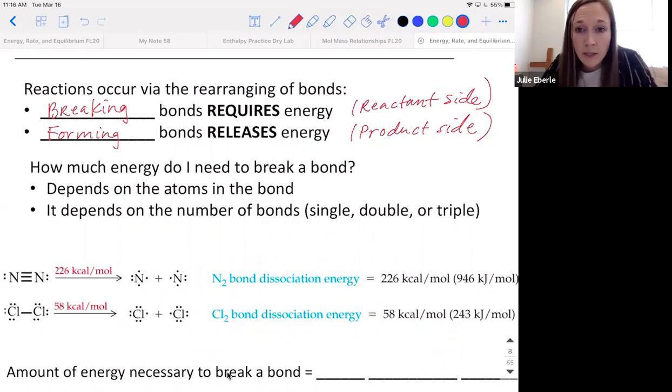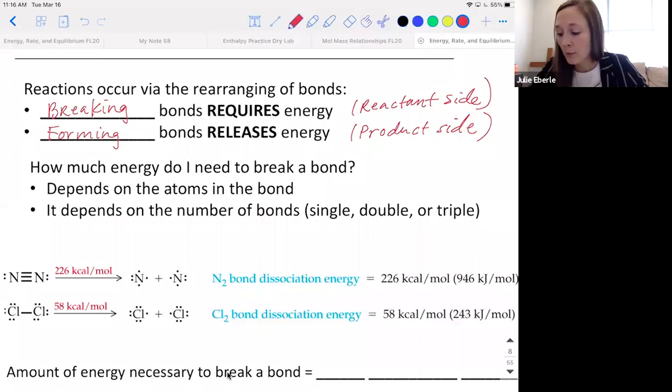Okay, maybe it's 2 hydrogen atoms, maybe it's 2 fluorine atoms, maybe it's a hydrogen and a carbon atom. So it depends on what atoms are involved. And it depends on the number of bonds. If we're talking about how many bonds are holding those atoms together, 1, 2, 3, whether it's a single, double, or a triple bond, it's going to require different amounts of energy.